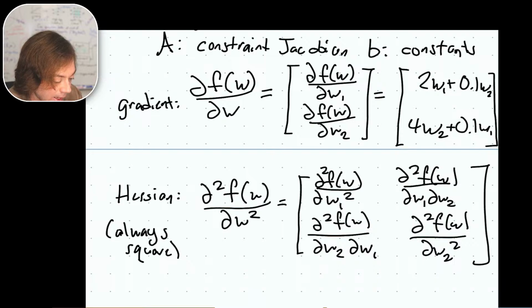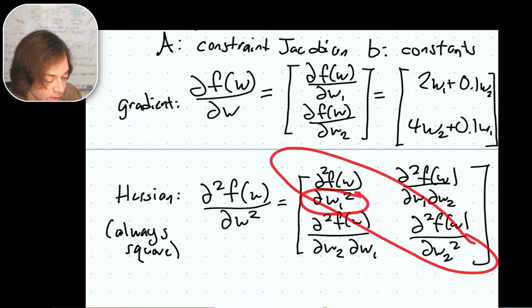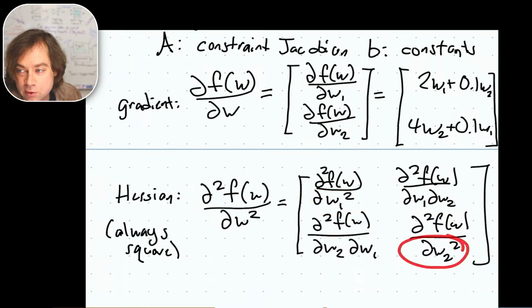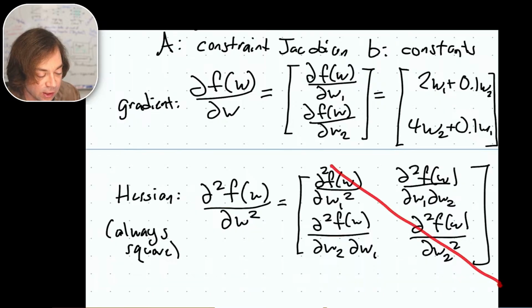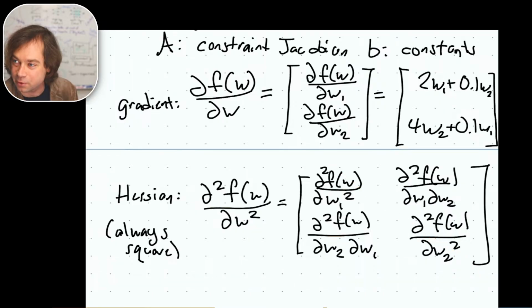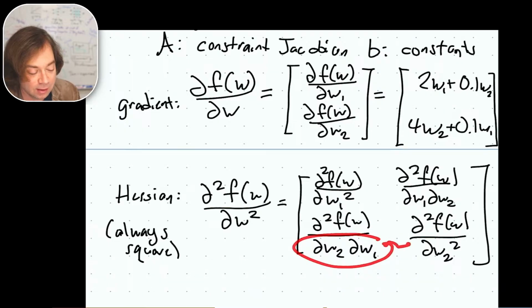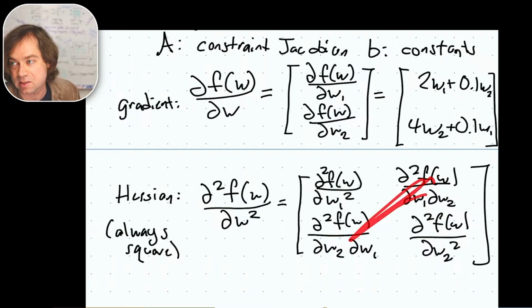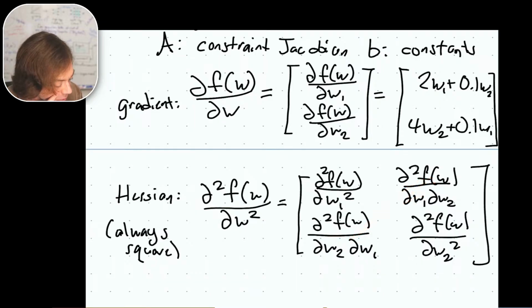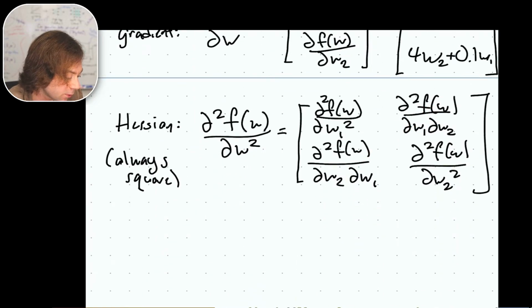Recall that along the diagonal, that's where you're going to have your w1 squared, w2 squared. If you had more decision variables, it would have w3 squared, all those w's, right? And then the off diagonals, you have the combinations, right? And because the partial with respect to w2 and then w1 is the same as w1 to w2, these two are going to be the same. It's going to be a symmetric matrix. Let's just fill this in.